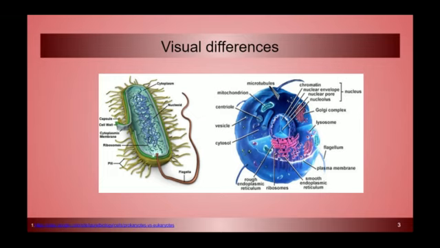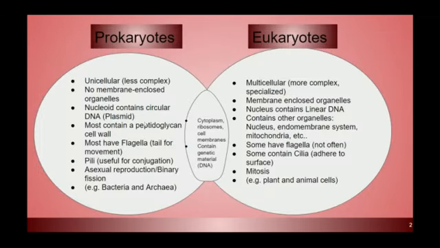You've also got ribosomes in here. And so now we're going to talk about some of the similarities. Okay, so between prokaryotes and eukaryotes, you've got several organelles or cell components that are included in both.